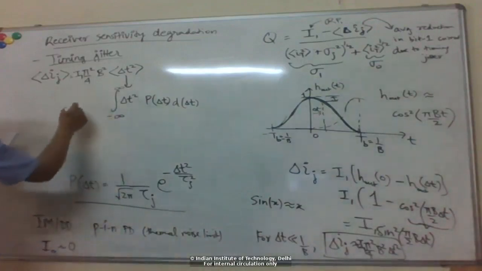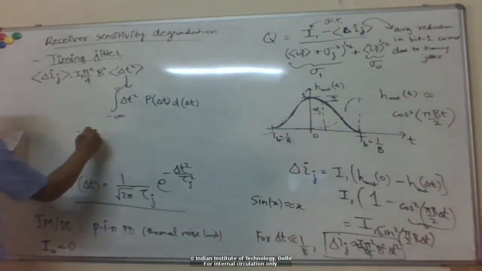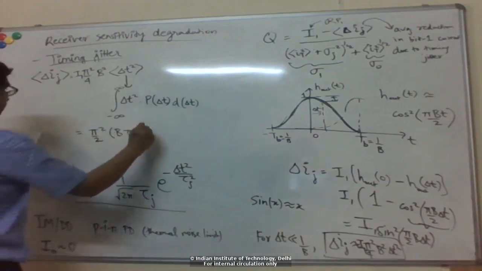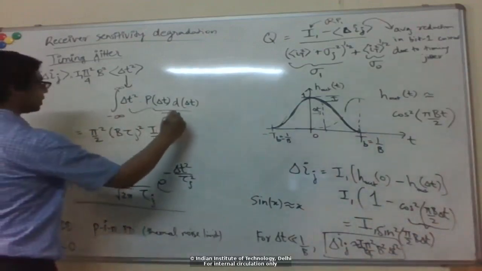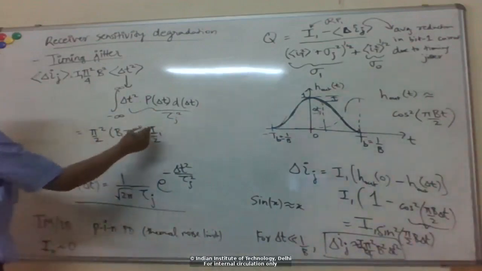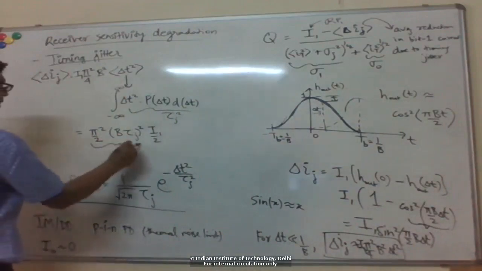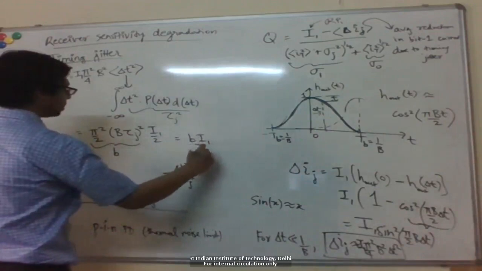So this just comes out to be, if I write it in a slightly different form like this, this quantity is just the variance tau j squared, by definition. So I get tau j square here, and I'm just writing it like this, where this quantity is defined as a parameter b. This turns out to be I1 by 2.